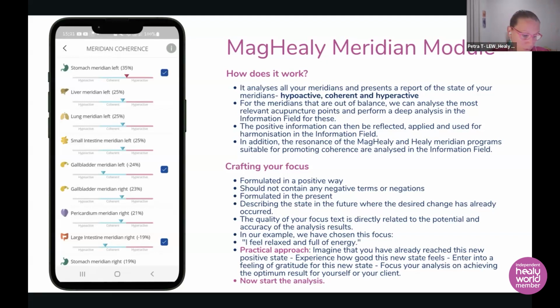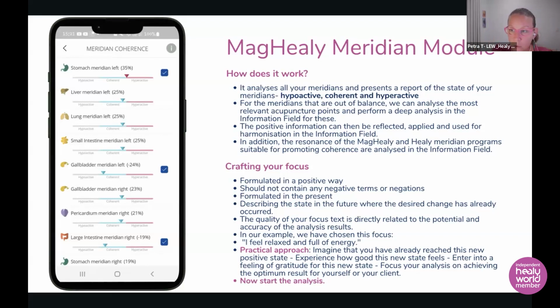But just to remind you, formulate your intention in a positive way. It should not contain any negative terms or negations. So nothing like you know, or I don't want to have that. It needs to be in the present moment, as if it already happened, like it's already done, even if it's in the future. And the quality of your focus, remember that. I'm saying this again, the quality of your focus text that you put into the Meridian module is directly related to the potential and accuracy of the analysis results.